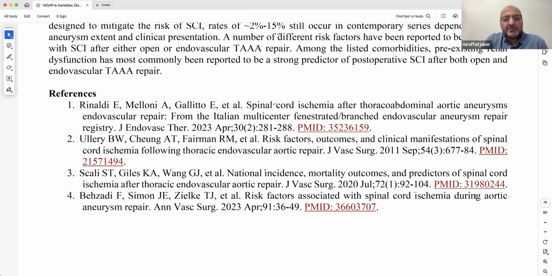But the stabilized technique, when you put a balloon inside, is very controversial. We do it, I do it. It's risky sometimes. Yeah, that's true.